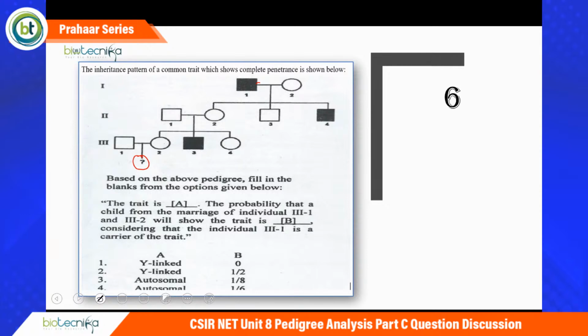Also have to check whether the trait is passing from father to sons or not. If it is Y linked, it will always pass from father to sons. Even if the father has 100 or 1,000 sons, every single son will be affected.